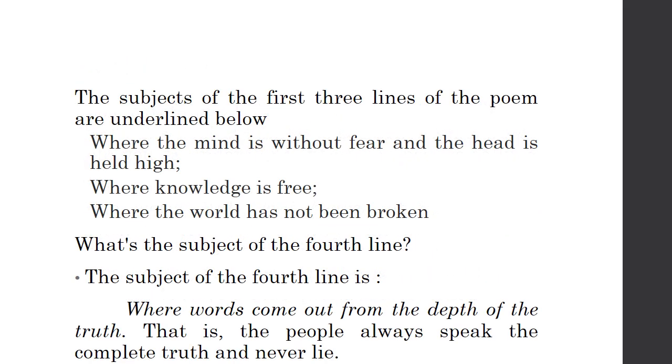The subjects of the first three lines of the poem are underlined below. Where the mind is without fear and the head is held high, where knowledge is free, where the world has not been broken. What's the subject of the fourth line? Here, subject means the idea or the main thing the poet is telling about. So, the subject of the fourth line is where words come out from the depth of the truth. That is, the people always speak the complete truth and never lie.